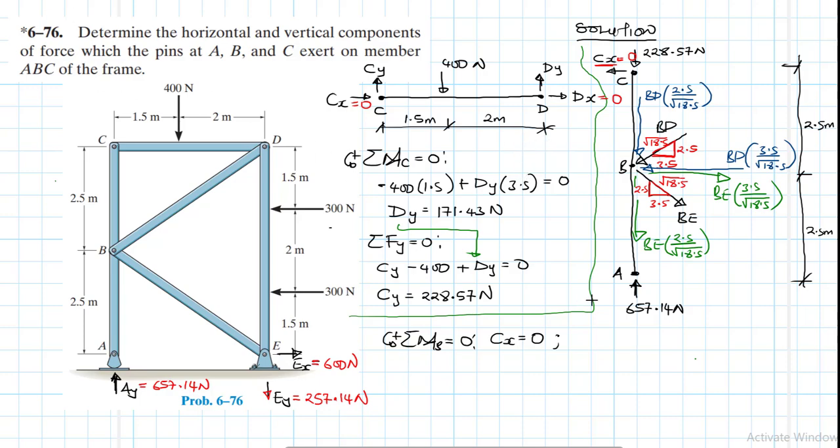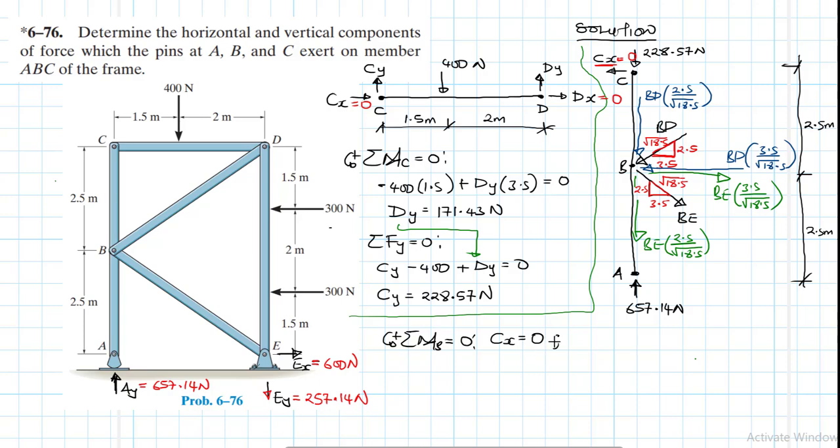So now we have this issue here. What we need to do now is concentrate on just joint B. If we take joint B, we can sum up the forces here. We just apply the equations of equilibrium, it's still fine.